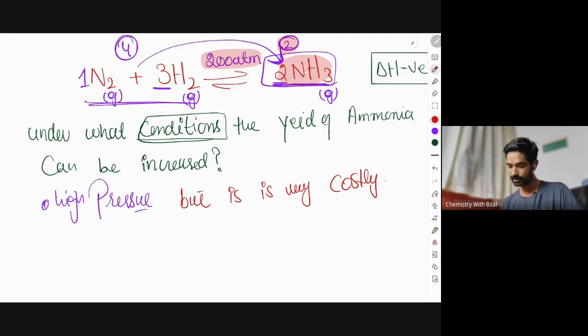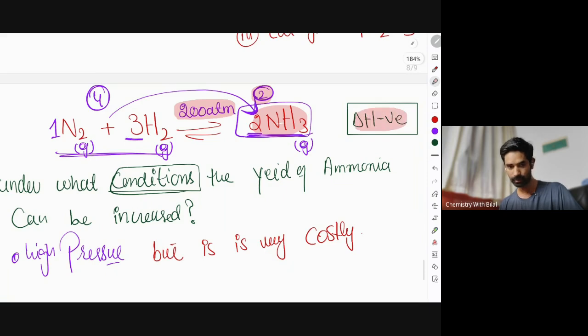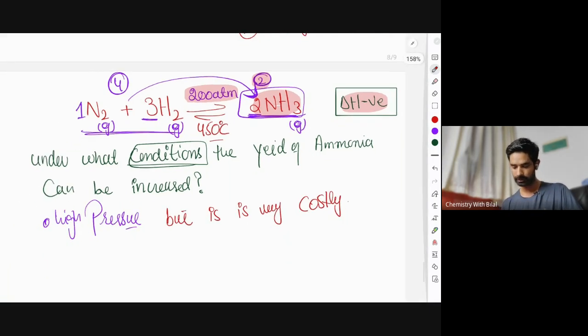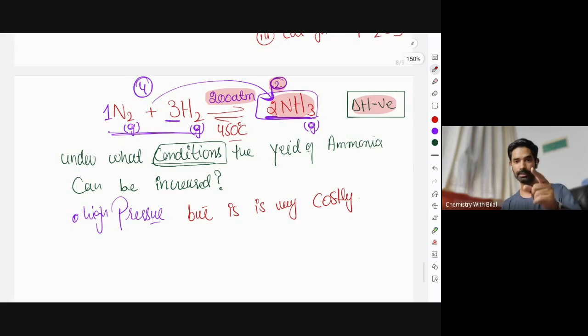Now imagine the forward reaction is exothermic. The forward is exothermic, and the system achieves equilibrium at 450. What would happen to the position of equilibrium when you increase the temperature? Yes, Shameen, let me ask you. What would happen to the position of equilibrium when you increase the temperature?